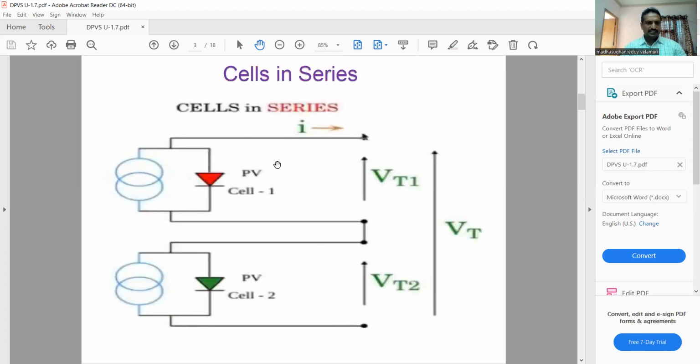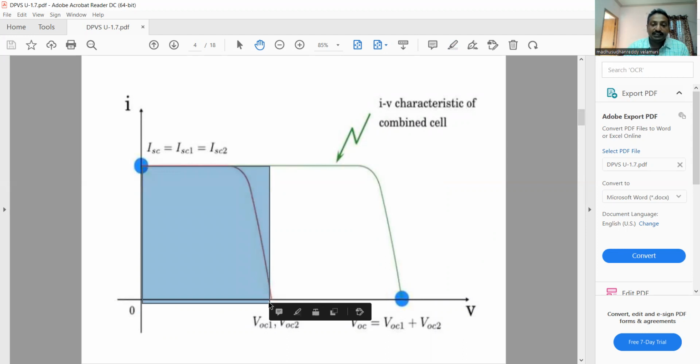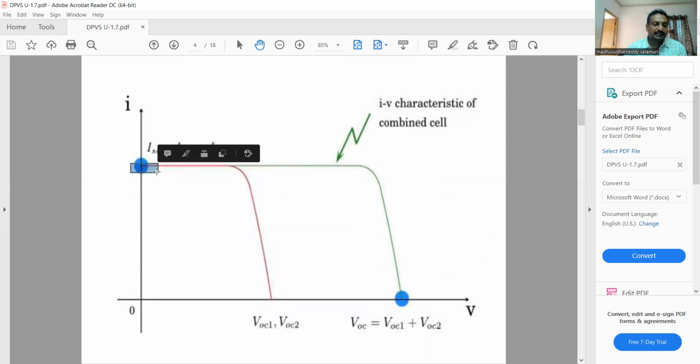First of all, see here, cells in series. This is the way we are connecting the cells in series with the equivalent circuit. Let me go through this. I want to explain about this IV characteristics. First of all, here both cells have the same, ideal, identical characteristics.